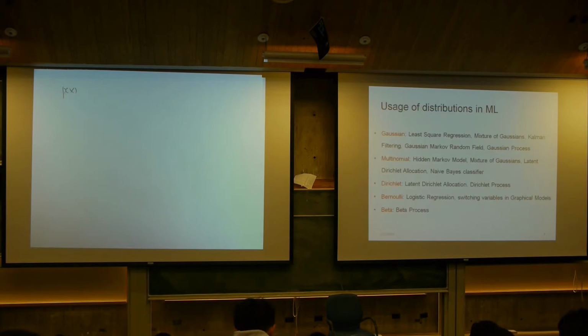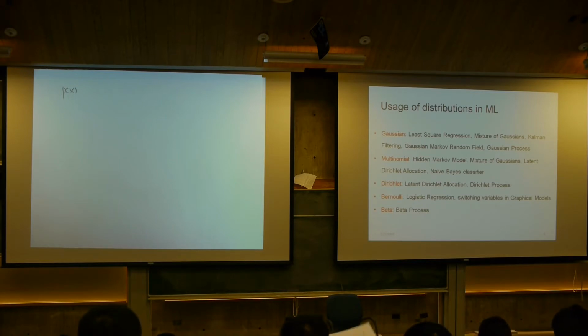So here is a general picture of how these distributions are used in machine learning. As you can see, many advanced machine learning models, such as Hidden Markov model, the topic model, and the Dirichlet process, all of them are built on top of these distributions.